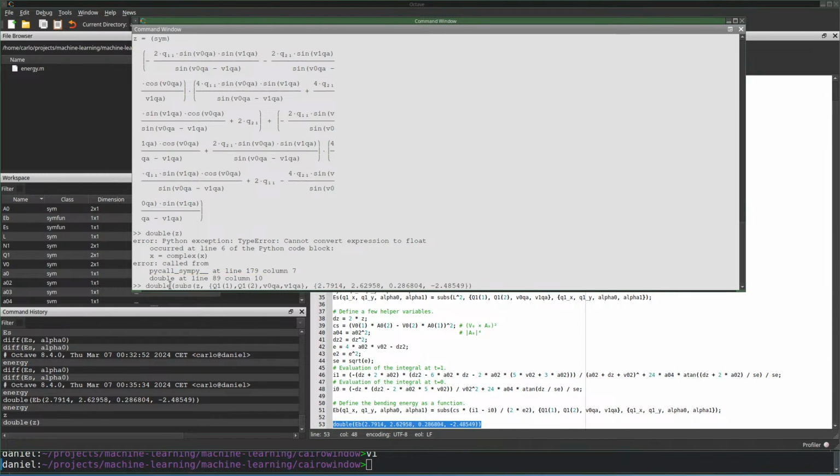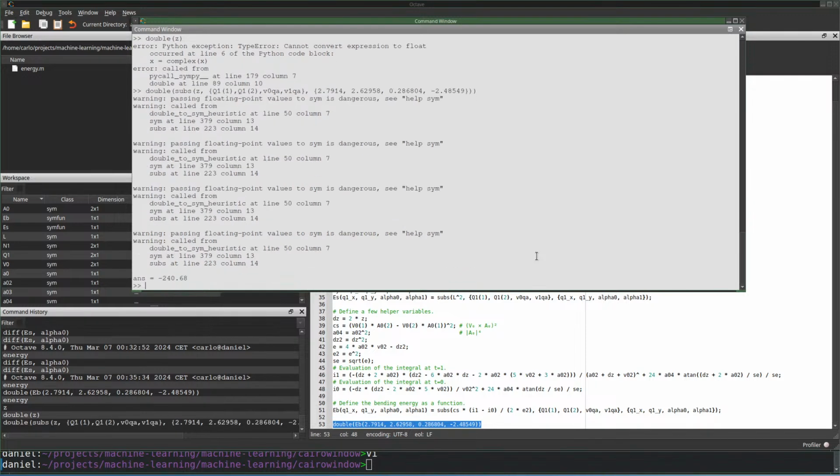Cross fingers. There's a double, a subs. I knew it. There is one parenthesis missing. Enter. Minus 240. With a lot of very annoying warnings. Let's actually read this.